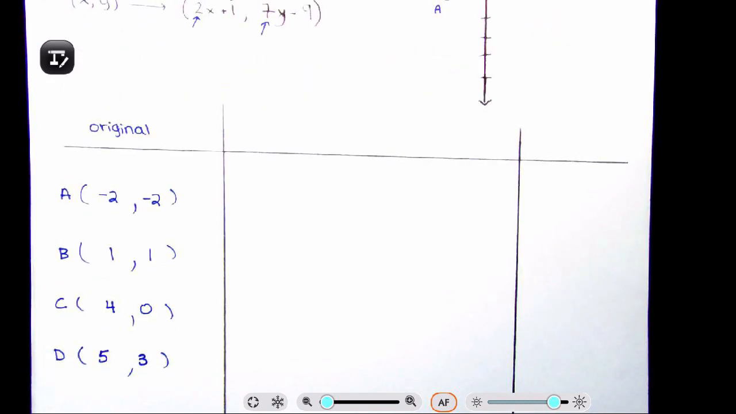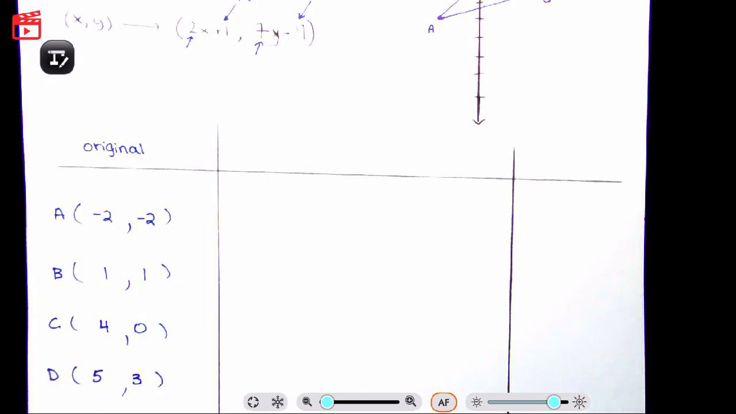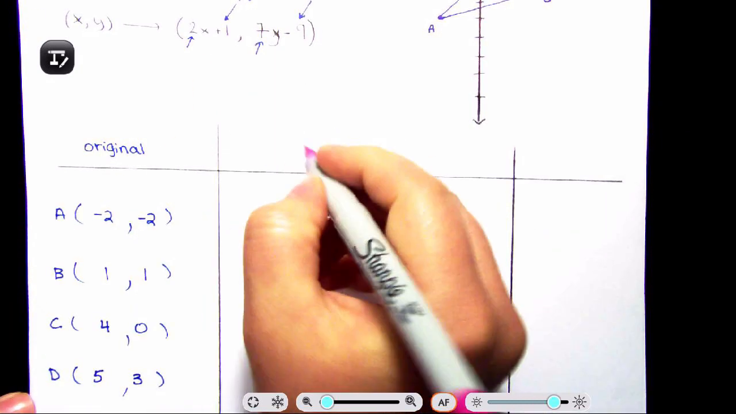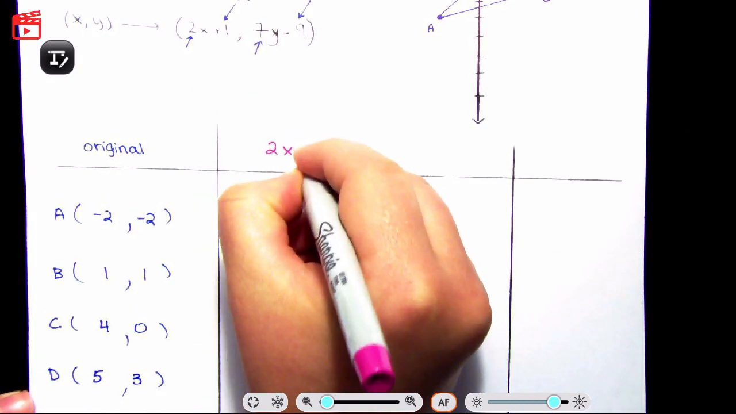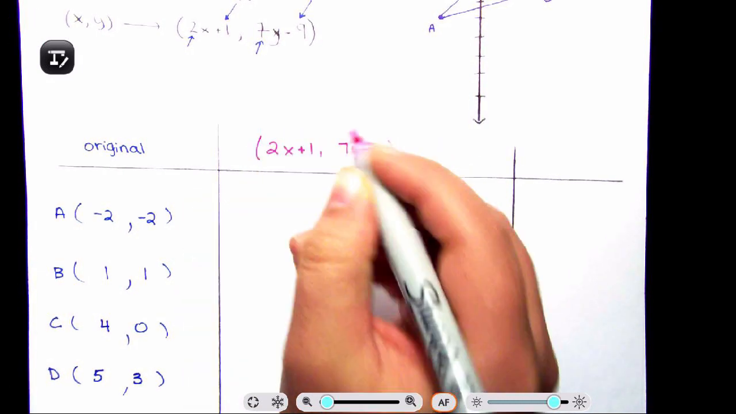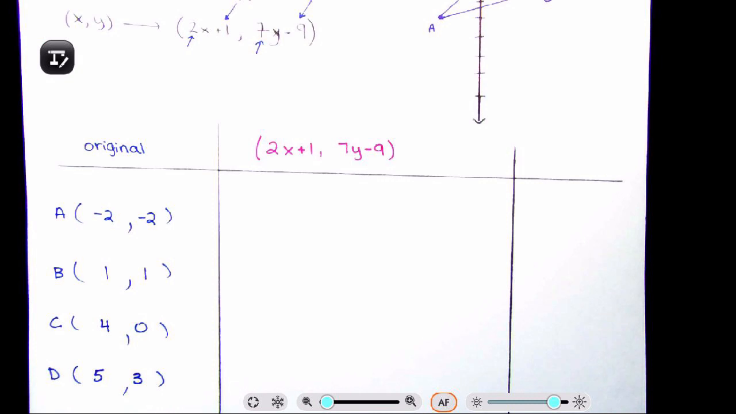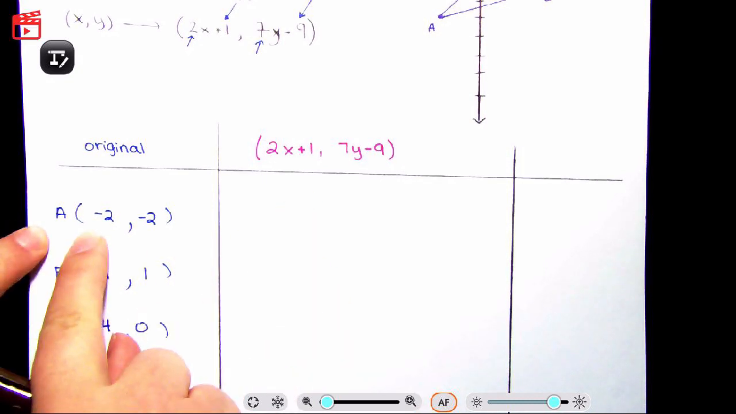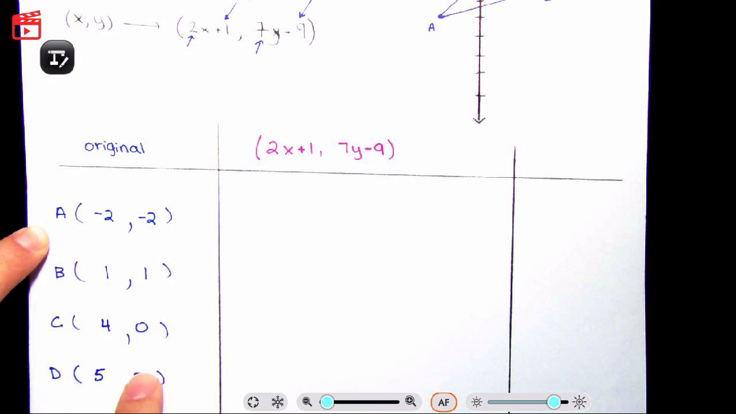Step number 2 is write the rule in the T-chart. So what you're going to do is take that rule, here it is, that's the rule that they've given you, and you're just going to write it here on top. Once you have that rule written up, how do we apply the rule? You're going to take the rule and copy it down however many times you need to. In this case, I need to copy it down 1, 2, 3, 4 times.